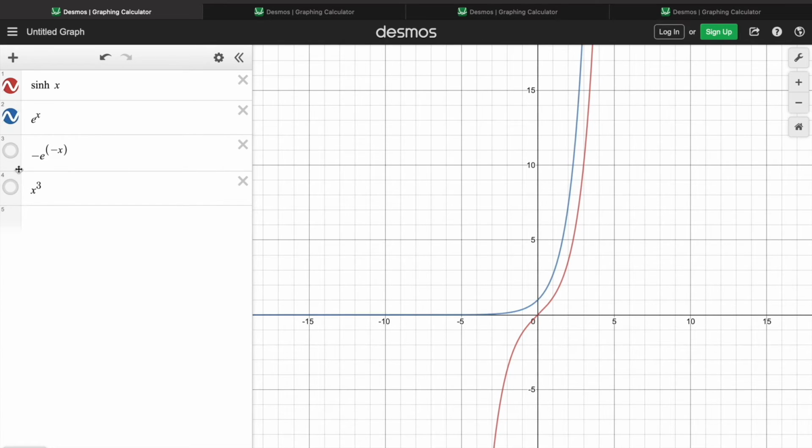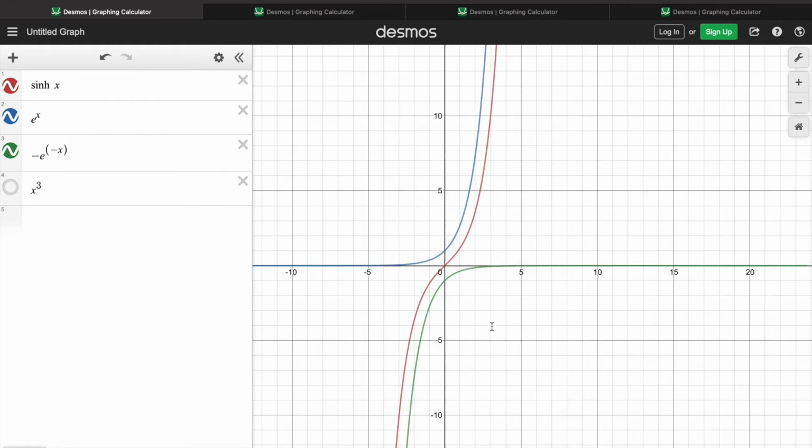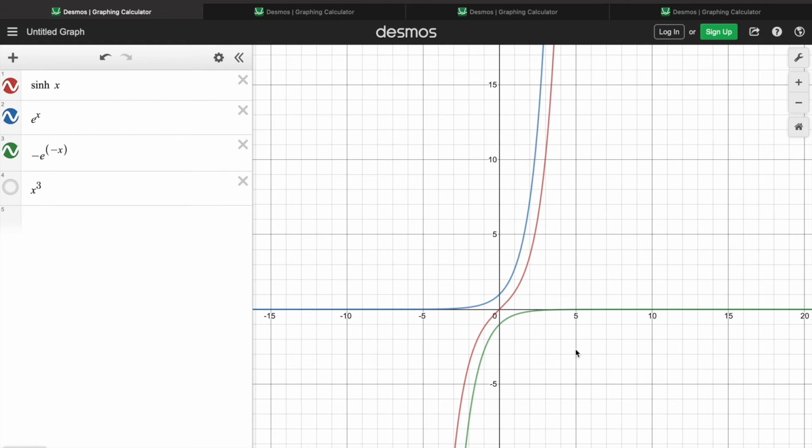Another important feature of this applies to all graphs, but you can especially see it here with the hyperbolic sine, is that it's comprised of e to the x and negative e to the negative x. It's e to the x minus e to the negative x all over 2. So these are two of its component graphs. You can see it slides smoothly in between them here for its entire domain.